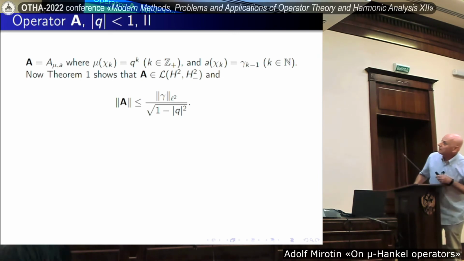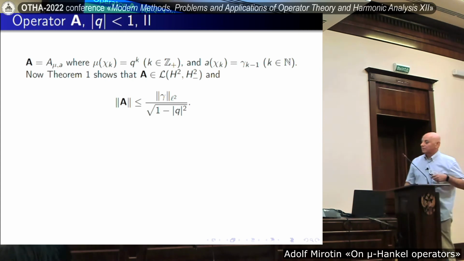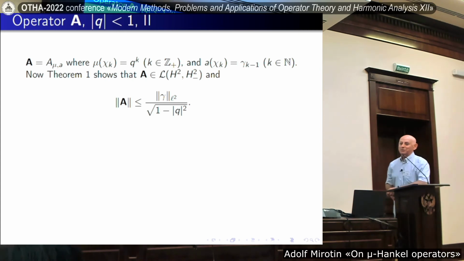One of the previous theorems shows that this operator is mu-Hankel, where mu of chi_k is q to the power k. The function a of chi_k is gamma_{k-1}. And one of the previous theorems shows that A is bounded, and its norm has the following estimate.